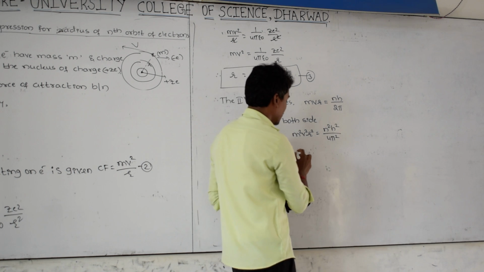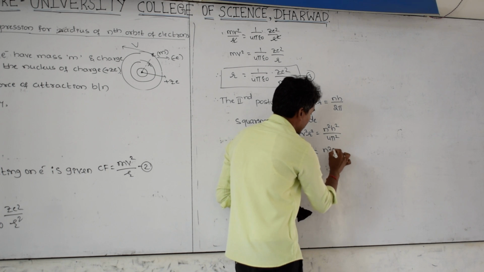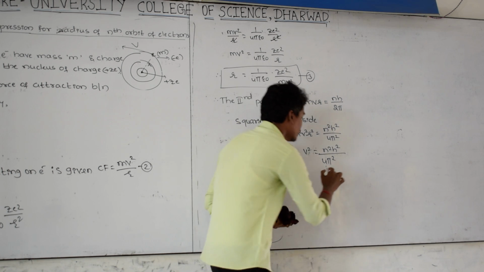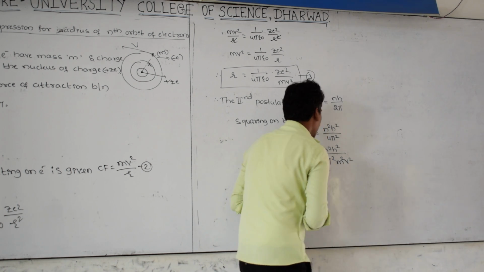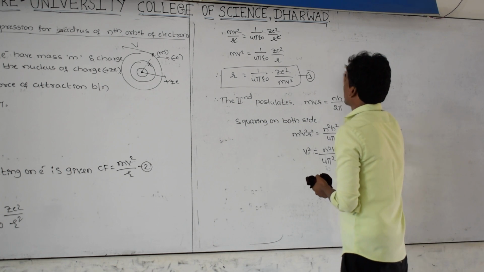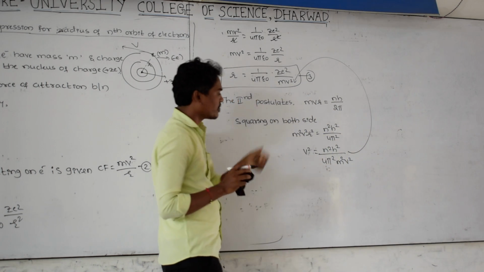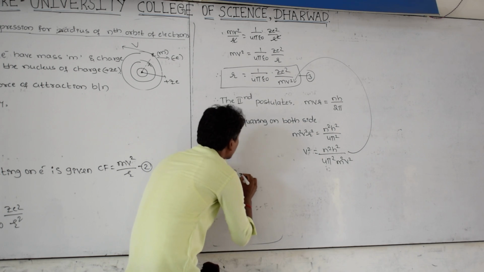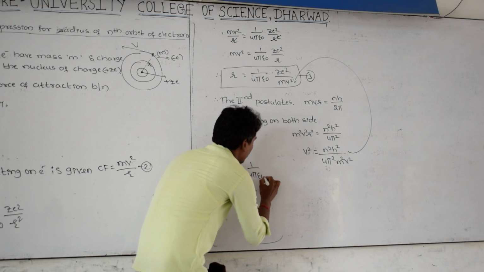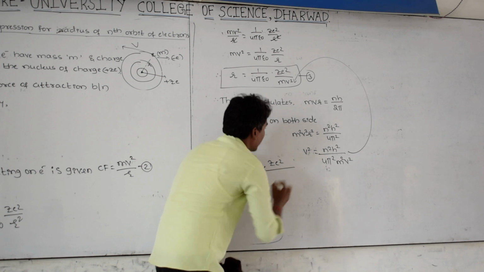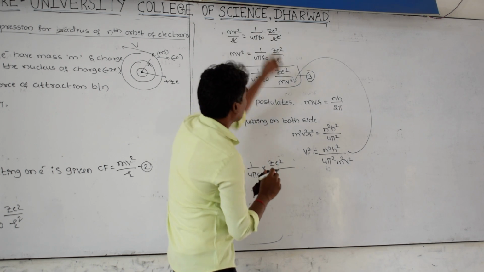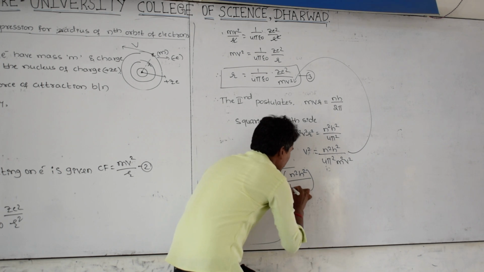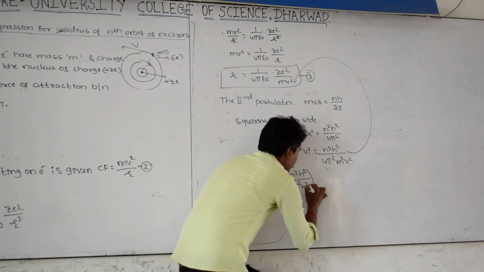Here v square can be written as n square h square divided by 4 pi square, taking m square r square to the denominator, that is, v square is equal to n square h square divided by 4 pi square m square r square. Let us substitute it in equation number 3, because the v square term is there. Substituting this value, you get r is equal to 1 by 4 pi epsilon naught into z e square divided by, m as it is, and v square written as n square h square divided by 4 pi square m square r square.